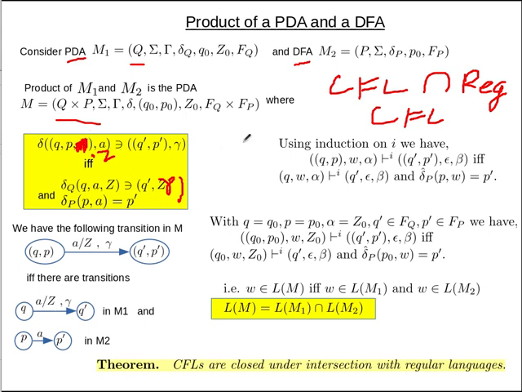So this is the state. So please make this correction. So this is the state here, because it comes from q times p. So this is the new state, q prime p prime, which again comes from q cross p.